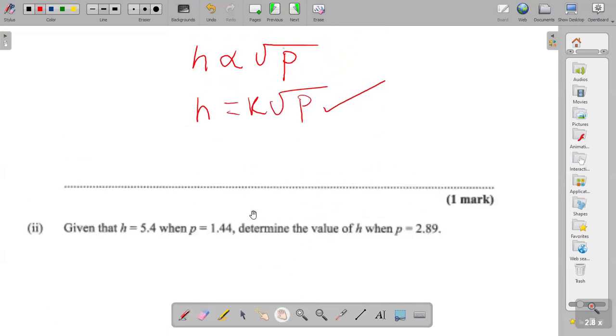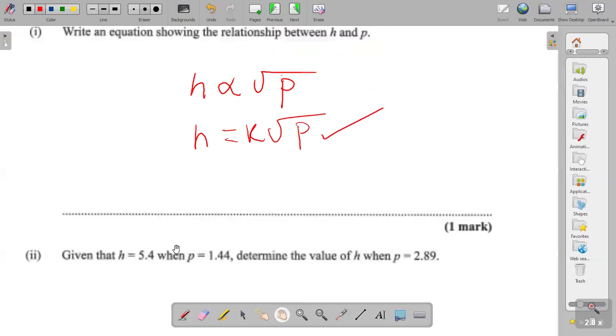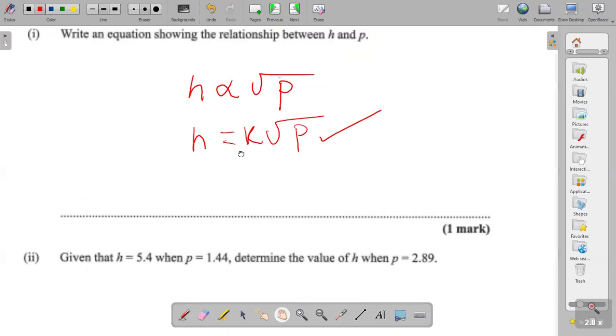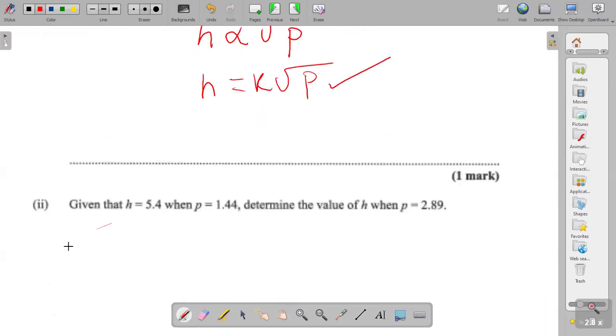So they say determine the value of H when P is this. But what letter they didn't give us? They gave us H and they gave us P. What letter did they not give us? Didn't I teach y'all that always the first thing that you try to find is K, because K does not change. K is the constant that keeps the formula together. So if you want P, you need K. If you want H, you need K. So let's use the formula first and substitute. So H is equal to K times the square root of P.